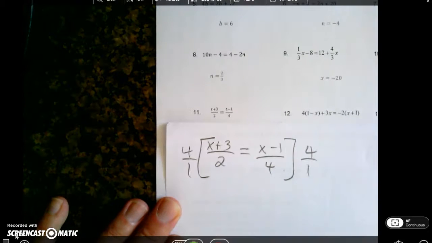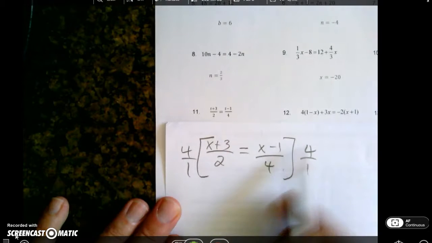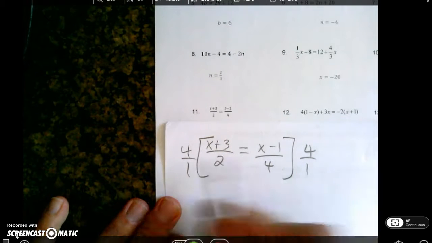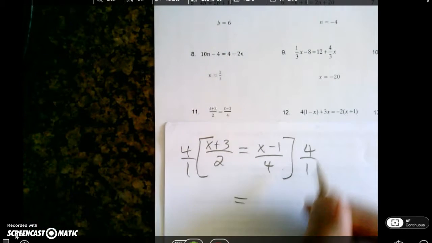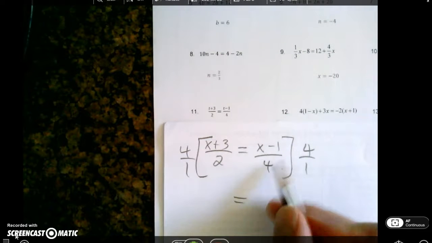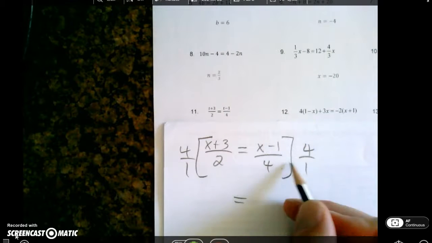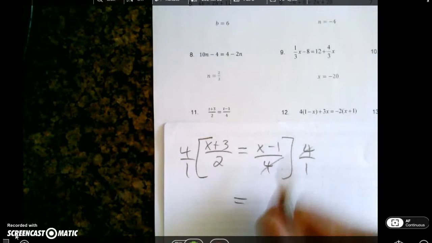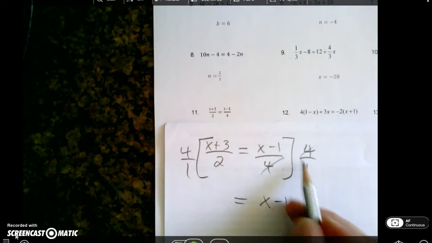I'm just writing it on both sides because it's easy for me to remember that I need to multiply everything by the LCD. So I'm going to actually start on the right side this time because this is the easy side. Because 4 and 4 cancel and leave me just 1. So what you really end up with is just 1 times this quantity. So it's just x minus 1.